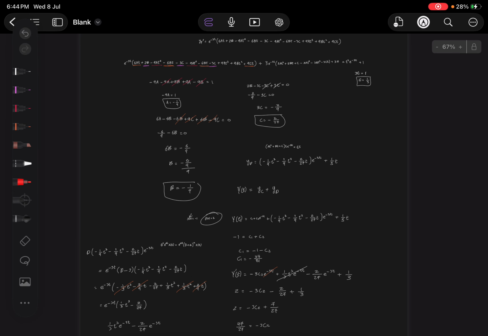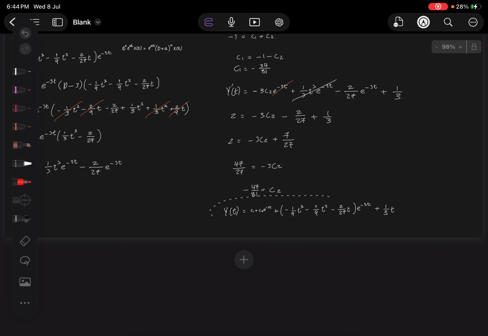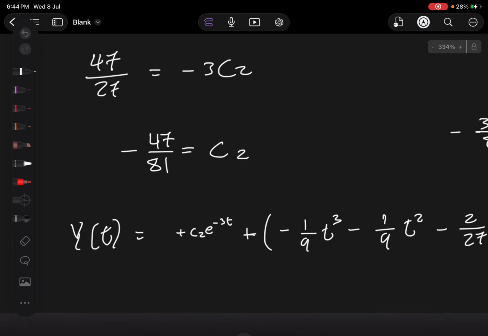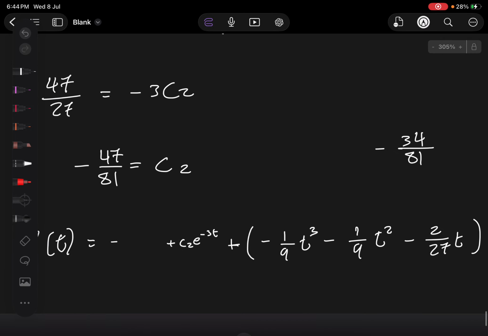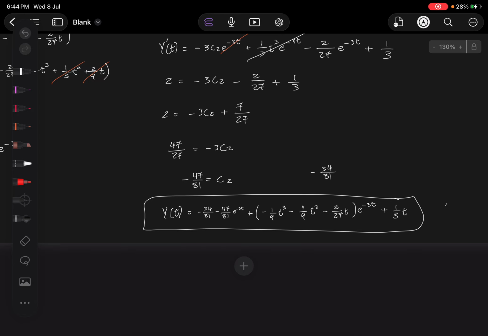So the final answer will be, let me move all of this up by a few pixels. So it's y of t. Where's y of t? This is y of t. But we change the C1 and C2. We substitute their values. So C1 we got it as negative 34 over 81, and instead of C2, negative 47 over 81 times e to the negative 3t times this. So this is the final answer.